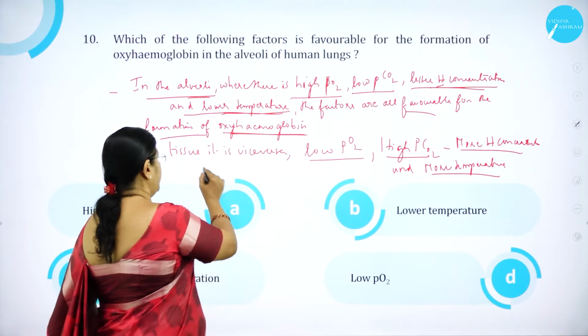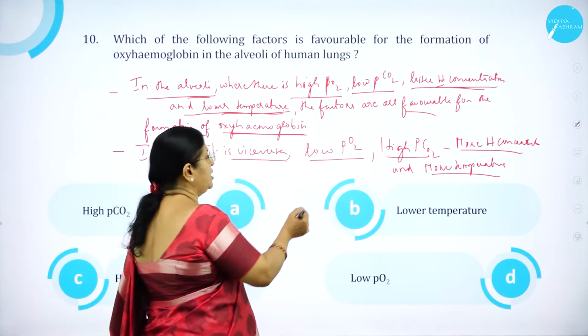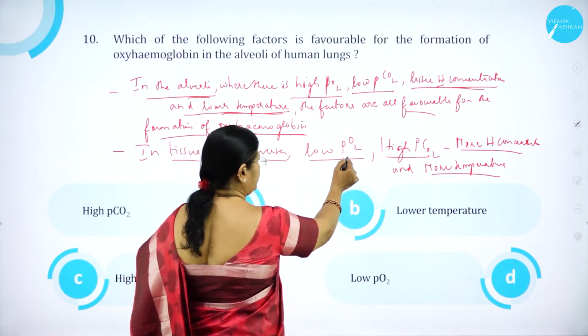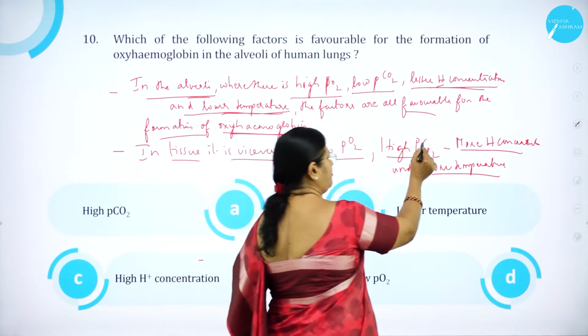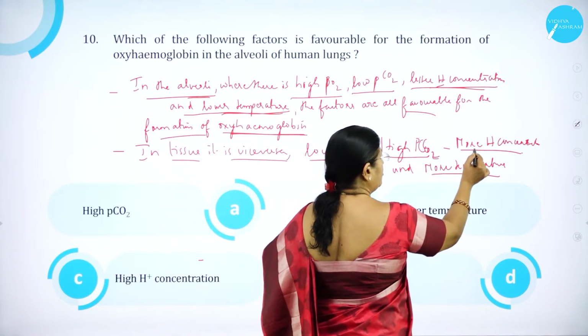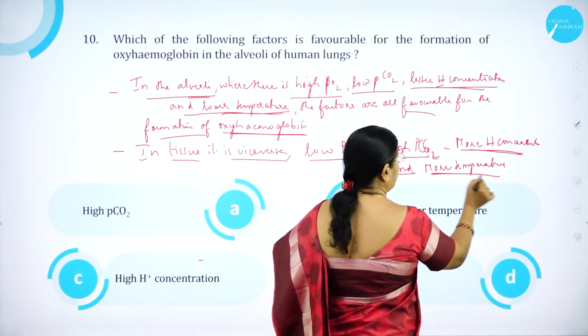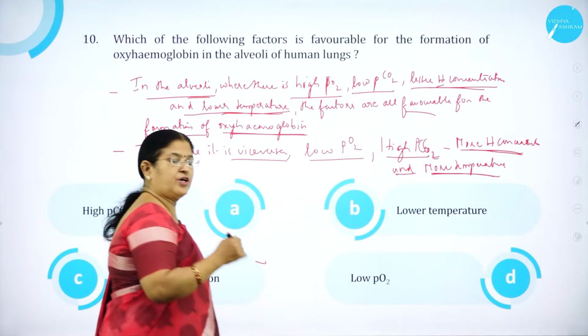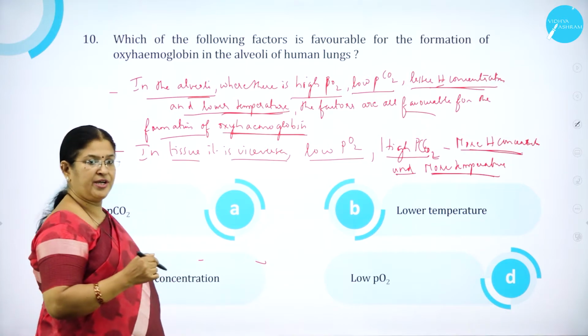Whereas in case of tissue it is vice versa. That is, in tissue low partial pressure of oxygen and high partial pressure of carbon dioxide, more hydrogen concentration and more temperature are present.